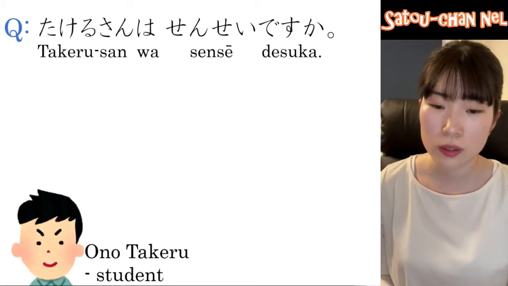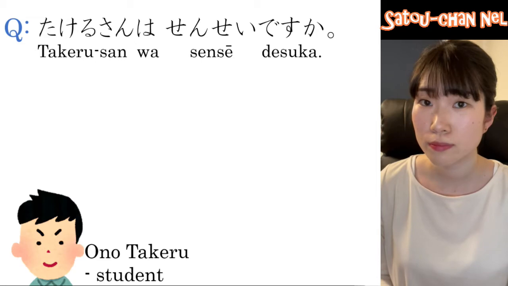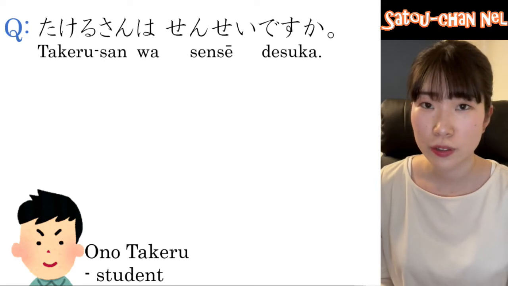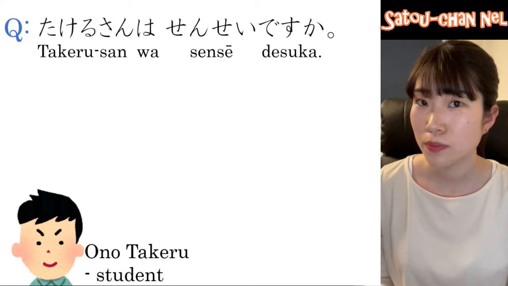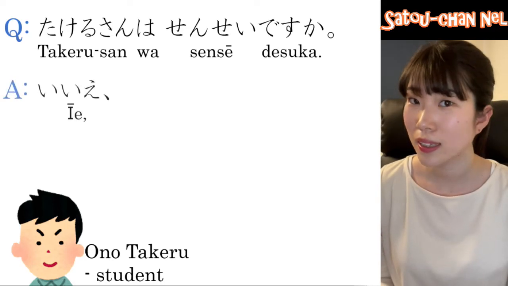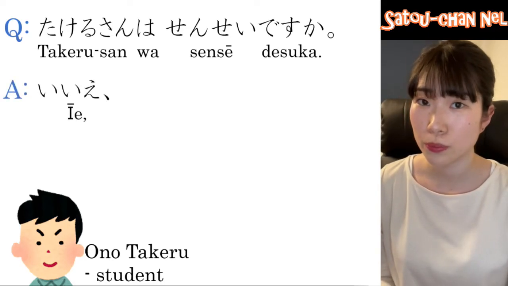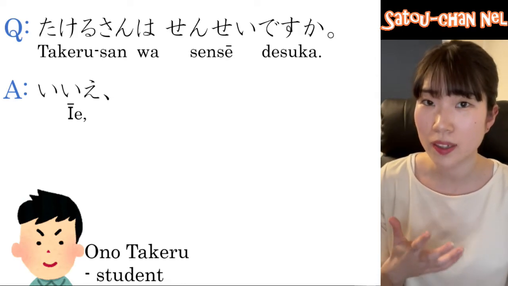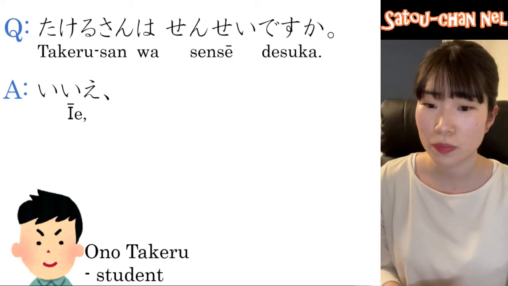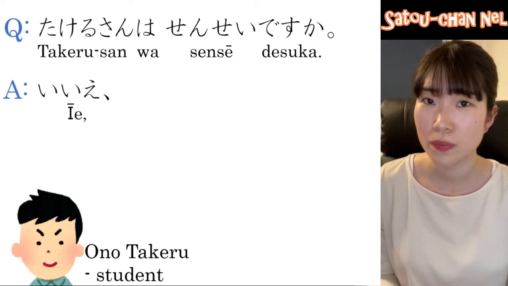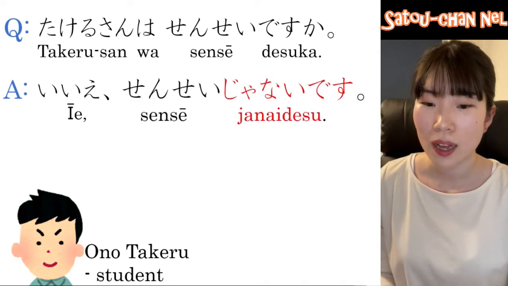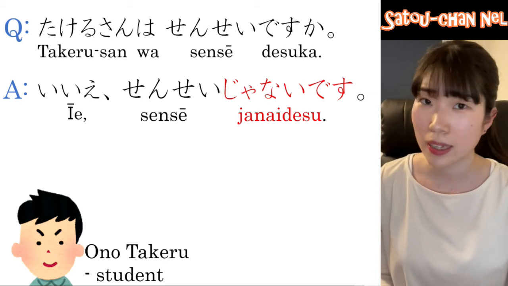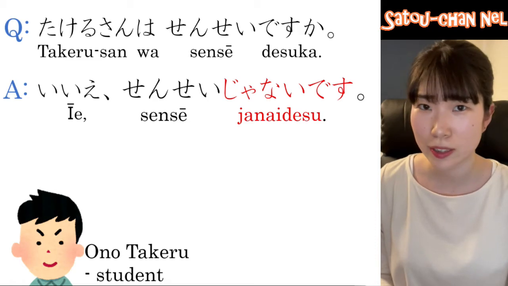Question is, たけるさんは先生ですか? He's a student, so the answer is no. So first, you need to say no in Japanese. いいえ no. And then, you don't need to say たけるさんは because it's clear that we are talking about him, so you can just drop the subject. And then, not a teacher. 先生じゃないです。いいえ、先生じゃないです。No, he's not a teacher.